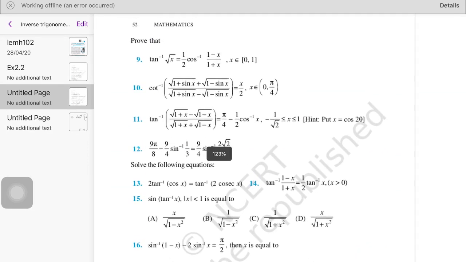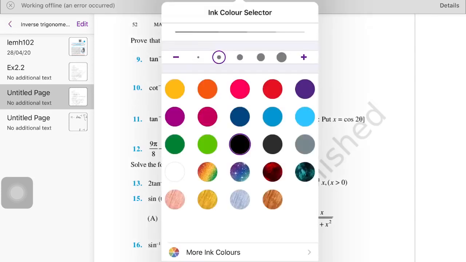The 9th question of miscellaneous exercise is: prove that tan inverse root x equals 1 by 2 cos inverse of (1 minus x upon 1 plus x).